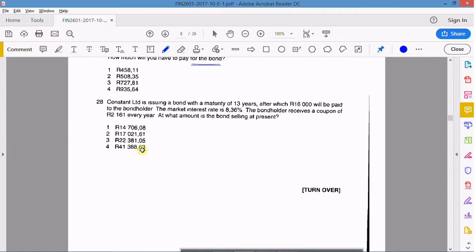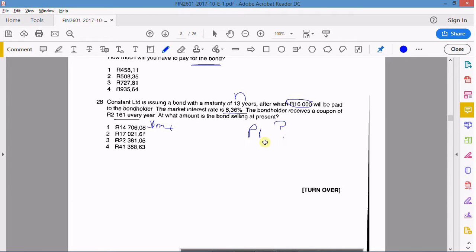Right, now we're looking at bonds still. Constant is issuing a bond at a maturity of 13. That's N. After which 16,000 will be paid to the bondholder. That's the time value of money one. The market interest rate is that. The bondholder receives a coupon of that. That's payment. What amount is the bond selling for presently?